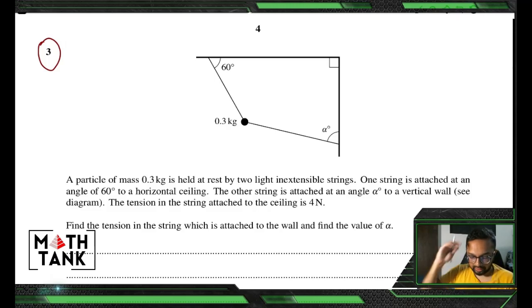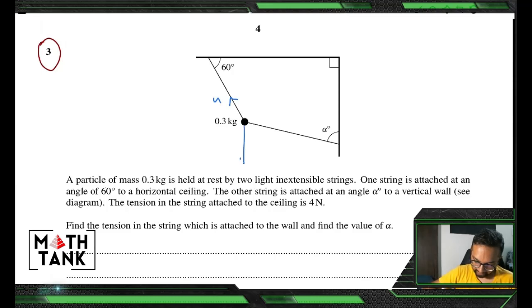Okay, this is a particle of mass 0.3 kg held at rest by two light inextensible strings. One string is attached at an angle of 60 degrees to the horizontal ceiling. The other string is attached at an angle of alpha degrees to the horizontal. See diagram. The tension in the string attached to the ceiling is 4 newtons. So this is being pulled up by 4 newtons.